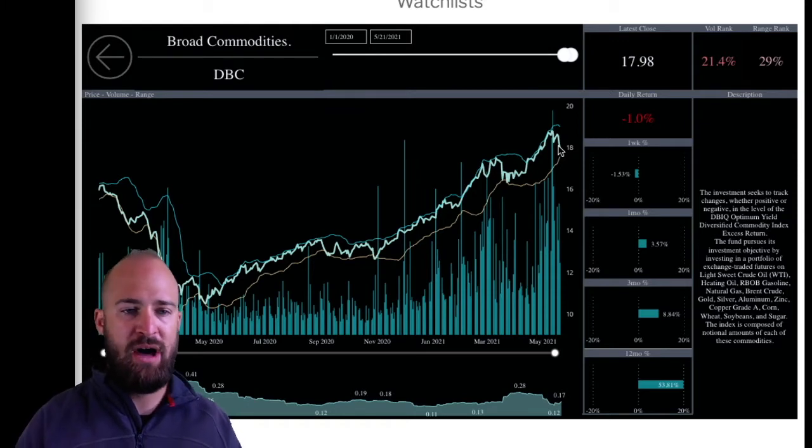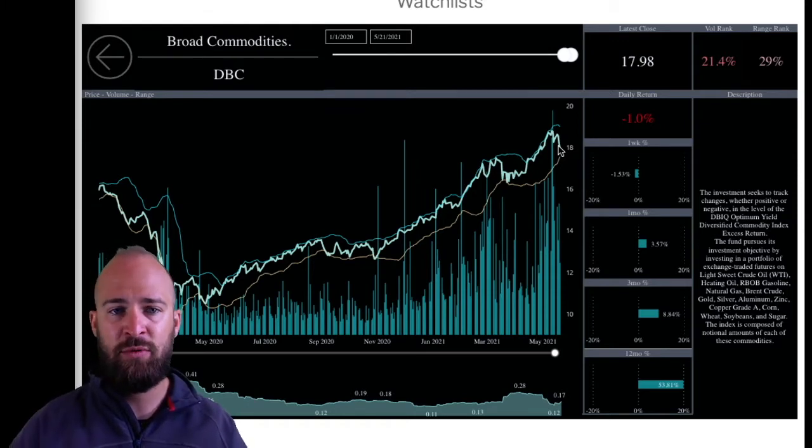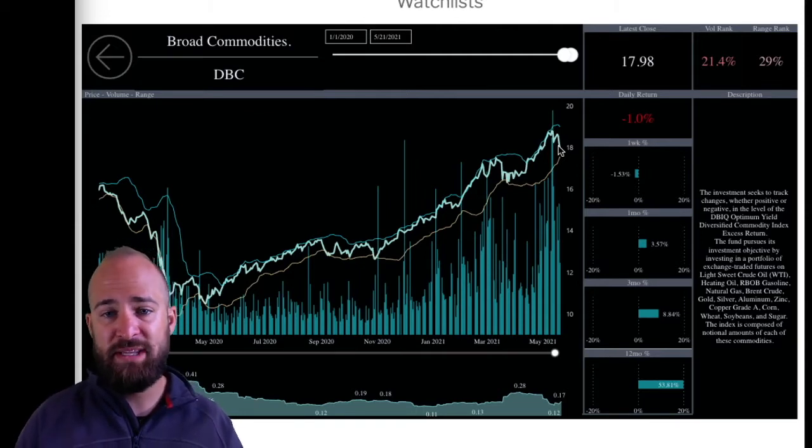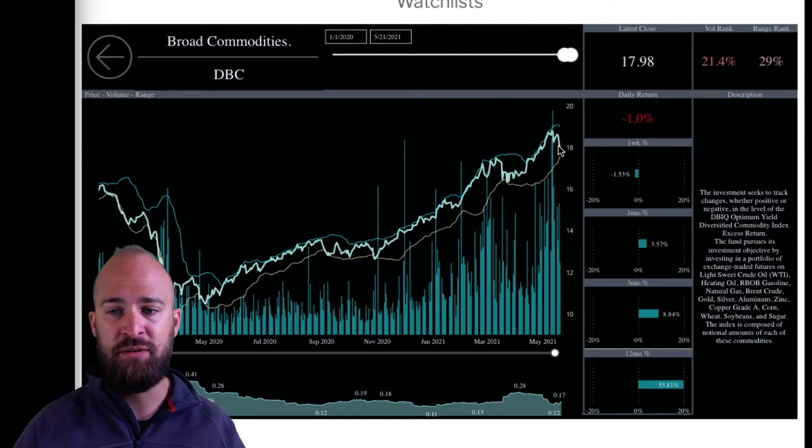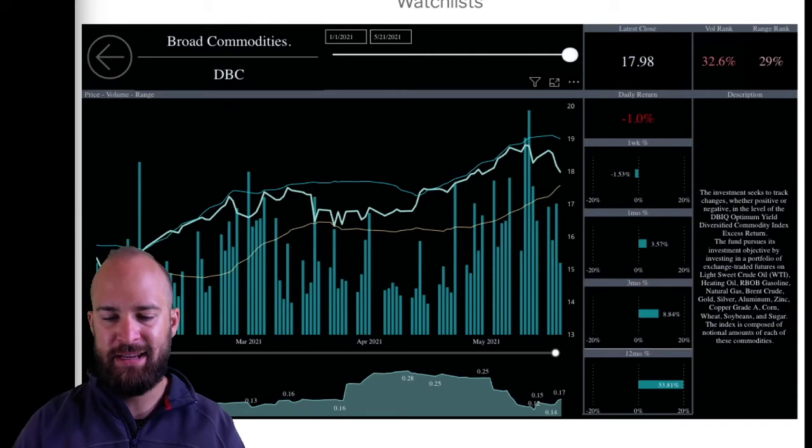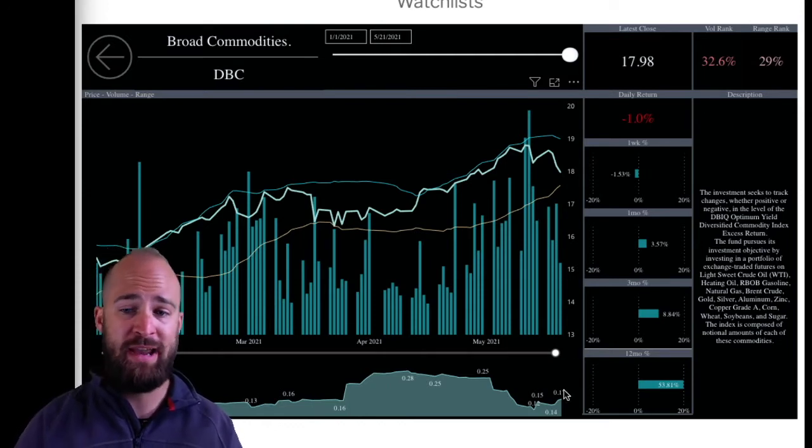So commodities still look really bullish to me, even with a range rank of 29%. Volatility is still relatively low in the space. So this to me is a good buying opportunity with this mean reversion back lower. And zooming in a little closer here to take a more detailed look at the very near term. This last week, this correction was on reduced volume, which are these blue bars here, and was not met with a huge spike in volatility.